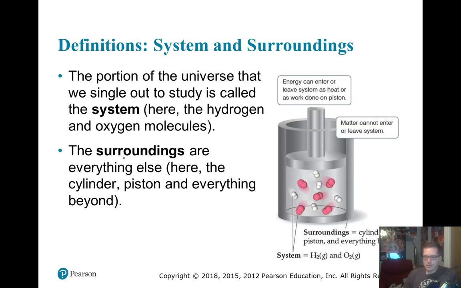A couple of things we need to make sure we understand whenever we talk about thermodynamics is this idea of the system versus the surroundings. The portion of the universe that we're studying, or whatever we care about, is the system. In this case, the hydrogen and the oxygen molecules are the system. We've got hydrogens, the white ones, and then oxygens, the red ones. The surroundings they've defined as the cylinder, the piston, and everything beyond.